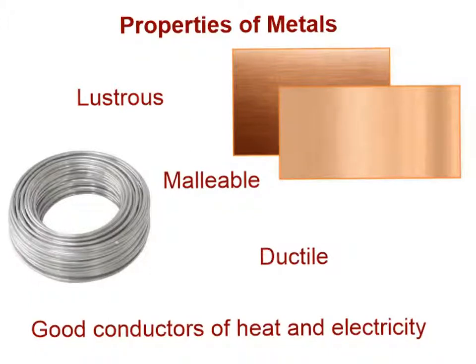Properties of metals. Metals are lustrous. That means they're shiny. Metals are malleable. That means they can be hammered into a shape or into thin sheets like these copper sheets. Metals are ductile. Means they can be drawn into a wire like these wires here. Metals are also good conductors of heat and electricity.